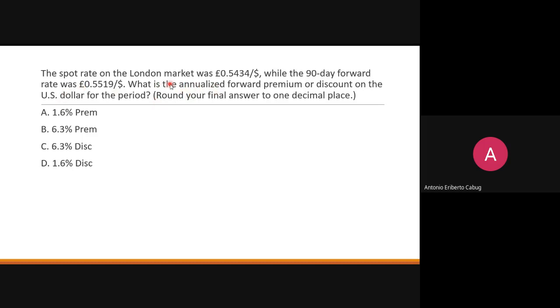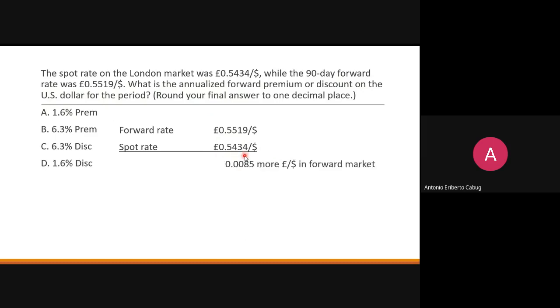The spot rate on the London market was 0.5434 pounds per dollar. The 90-day forward rate is 0.5519 pounds per dollar. What is the annualized forward premium or discount on the US dollar for the period? The forward rate is higher by 0.0085 more pounds per dollar in the forward market. Divide this by the spot rate of 0.5434.